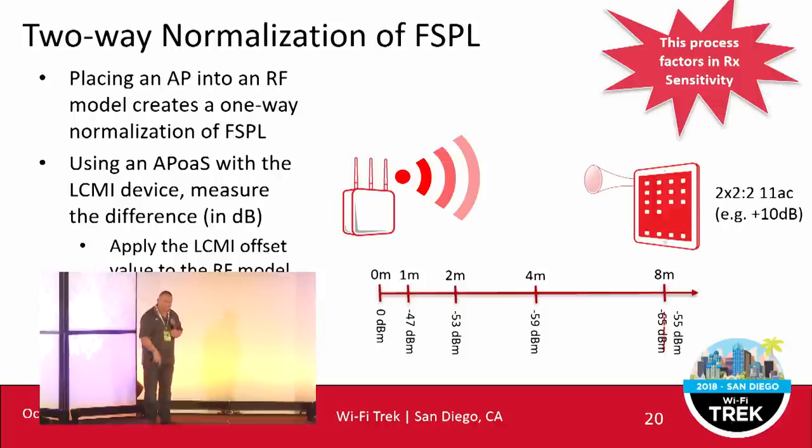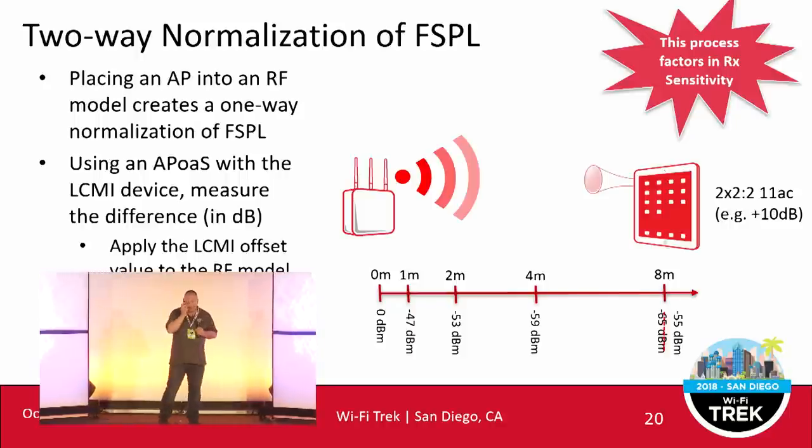Neg 65 is supposed to be right here, says the model. And I'm going to go, nope, I got neg 70. Usually I'm going to spin the device around, because you'll have different coverage as you rotate various devices or move them and orient them. I'm going to try to find the low end, that is the worst possible scenario. And then that differential is going to be what I put into the software.